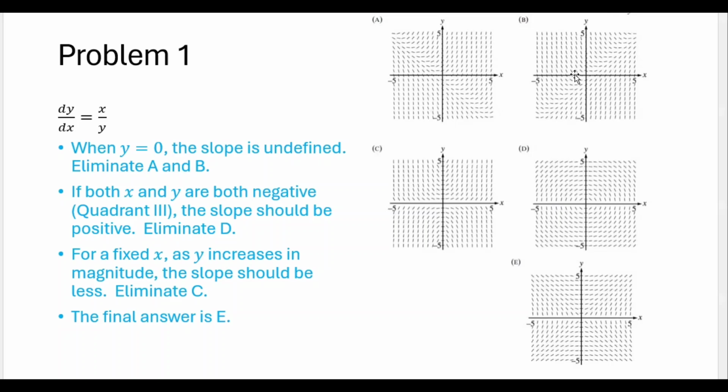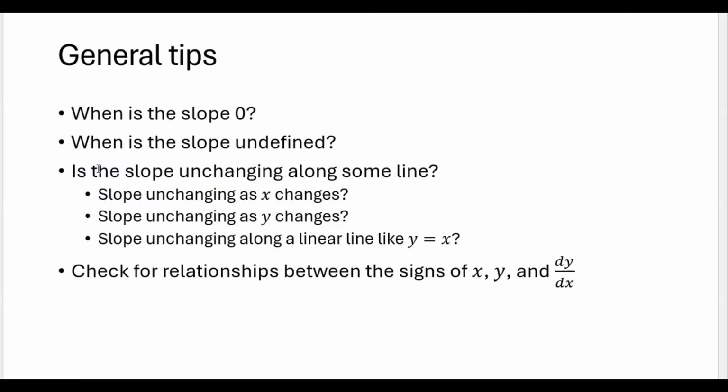Now, how about undefined? That's when y equals 0. So on the x-axis, it doesn't look like they have a slope on the x-axis. So we're out of that tip. Now, is there an unchanging slope as we move across the x? No. How about the y? No, it's changing, right? And we know that because this has a dependency on both x and y. So we knew that right away. So that's what I meant on this third guy over here. So now we're at the last point.